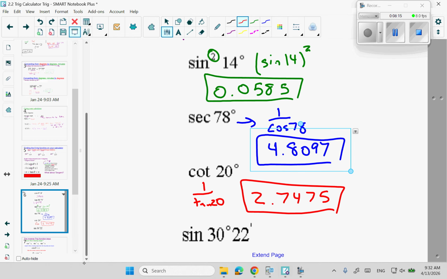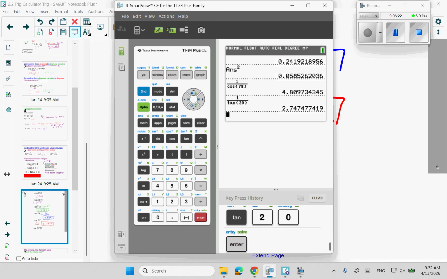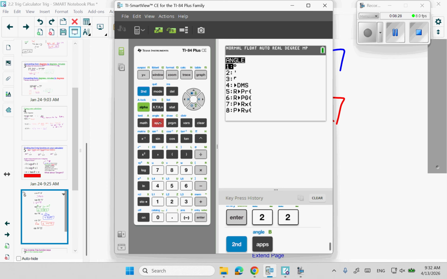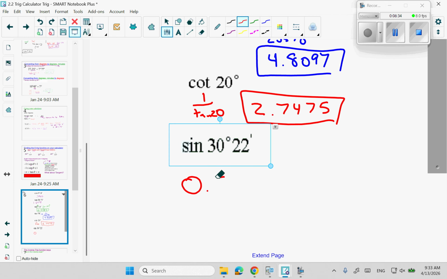Okay. And here we get sine of 30 degrees 22 minutes. So we just have to type all that in as is. So sine of 30 degrees 22 minutes. So 0.5055. Important to note, if you just have degrees and you're in degree mode, you don't have to type all that stuff. But because we have the 22 minutes, you have to do it all.